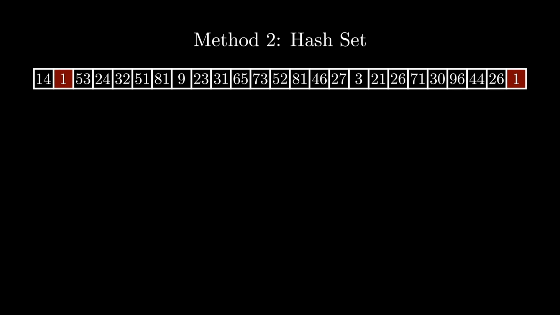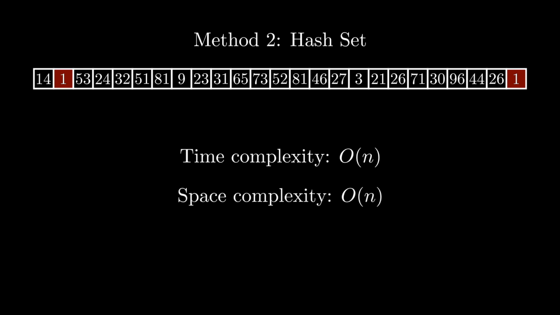Given that the worst input means we have to iterate through the whole array, what is the time complexity? It's O of n. And what is the space complexity? Well, in the worst case, we need to create a key in our hash set for every element in the array. If the input array somehow doubles in size, then we need double the amount of keys. It's a linear relationship. Therefore, the space complexity is O of n.